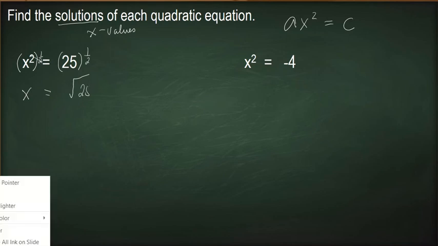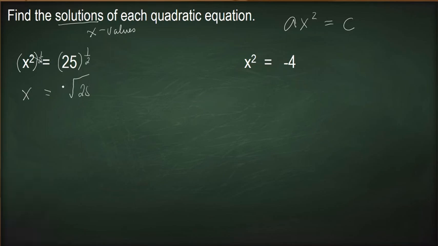Okay. And then, we take now the positive and negative roots of 25. So, you have positive, negative. Square root of 25 is 5. Okay. So, we have here x is equal to positive, negative 5.